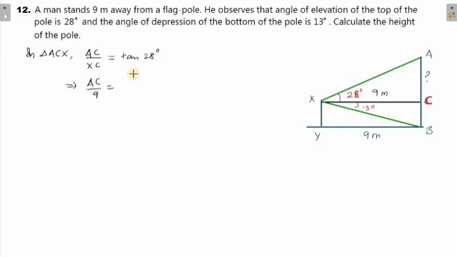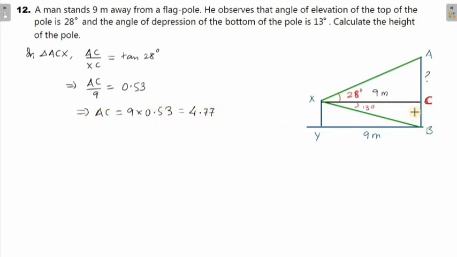So from the table it turns out to be 0.53. Okay, so it is 0.53. So from here do the cross multiplication, you get AC. So 9 into 0.53. When you multiply these two, 9 into 0.53 gives you 4.77. So we got what is AC.